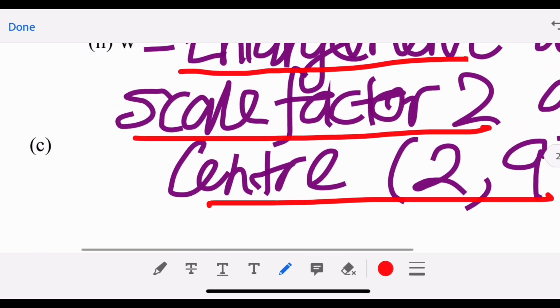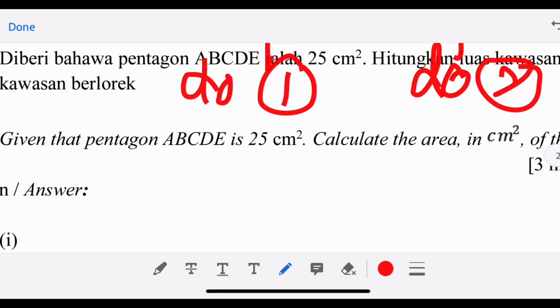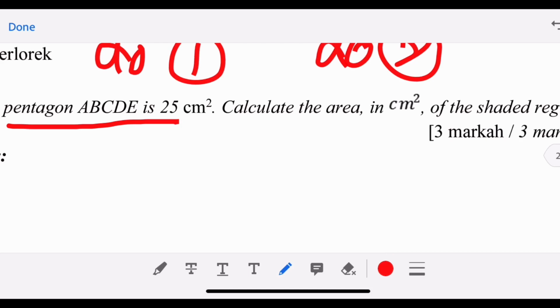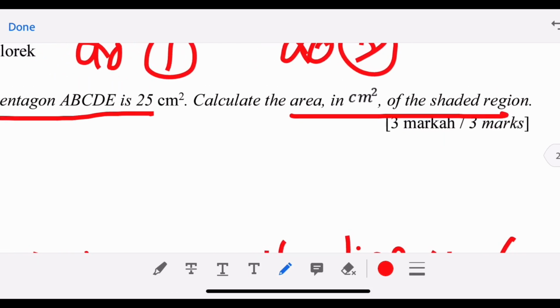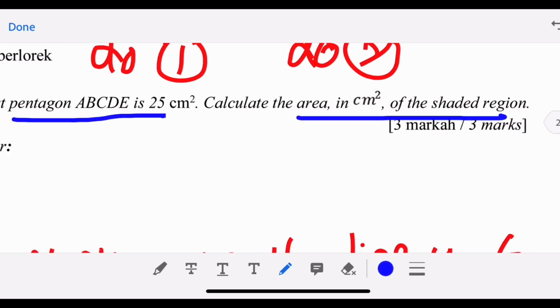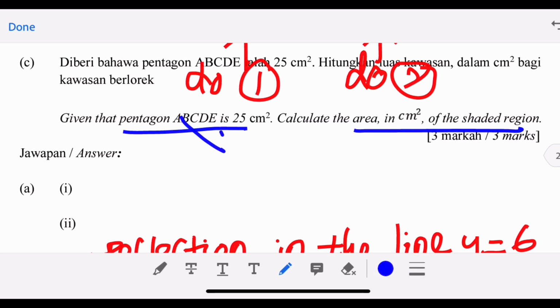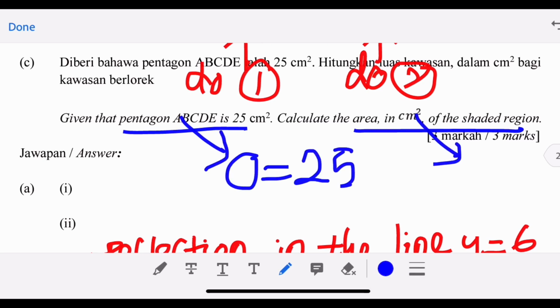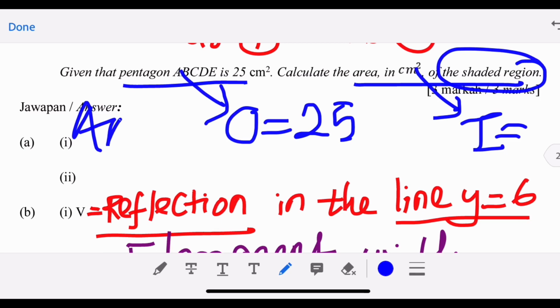For transformation, the most interesting part is they will ask you to find the area finally, right? So, okay, they will give you either one. You have area of object, you have area of image for sure, and then another one is area of the shaded region. So no matter how they ask you, you will have to find either area of image. If they give you area of object, if they give you image, you find object. If they give you object, you find image.